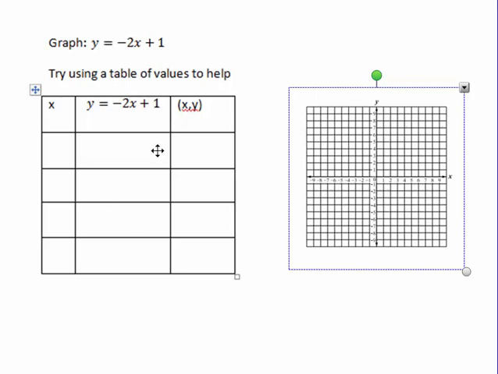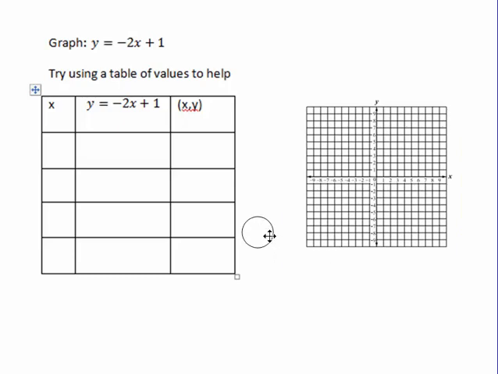All right, so we're looking at the 4.4 guided notes, and we are going to graph linear functions. So here I have a linear function, y equals negative 2x plus 1. And so what we're going to do, we can't just graph this yet. We don't have that kind of skill set, but we're learning, so at some point we will. But we're going to try and use this table of values to come up with our xy ordered pairs.